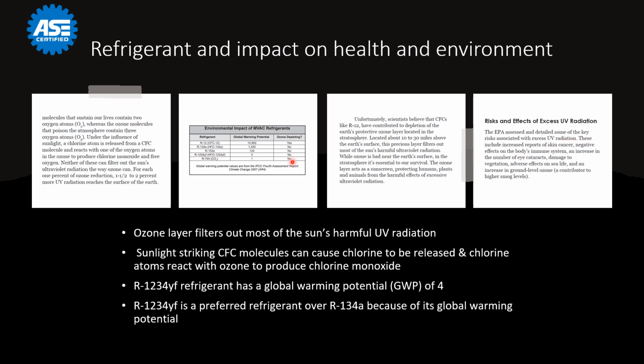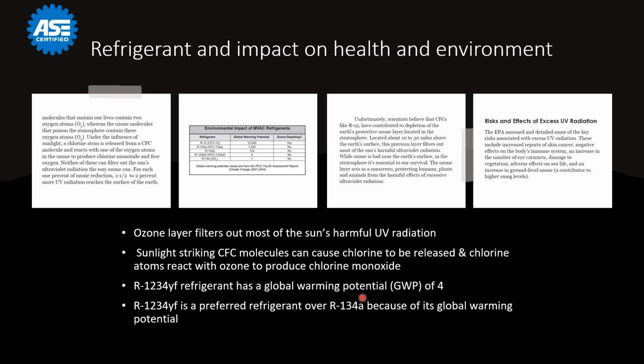The other thing it discusses is what happens when refrigerant gets released into the atmosphere. It releases these CFCs, and when these CFC molecules get struck by sunlight, they cause chlorine to be released, and then the chlorine atoms react with the ozone layer to produce chlorine monoxide, which is not good for our atmosphere. So here we have the ozone layer, we have the science behind it, and the last thing it talks about is the refrigerant types and their global warming potential.